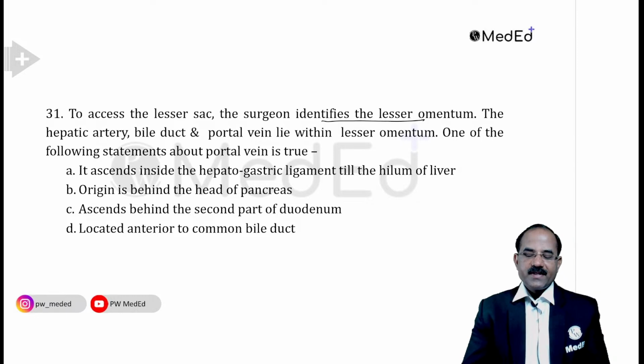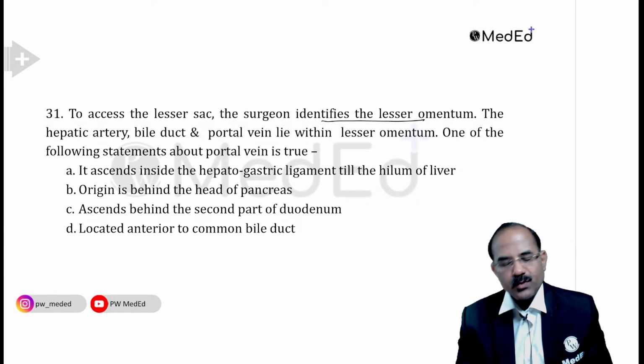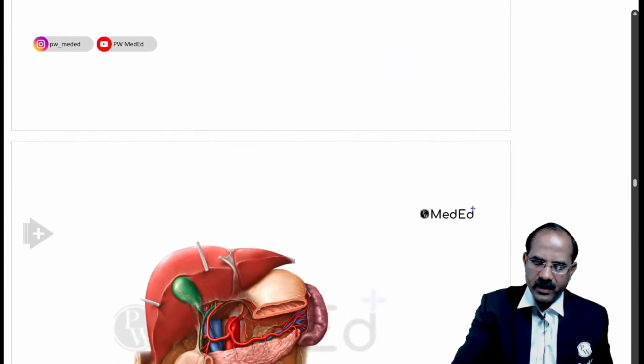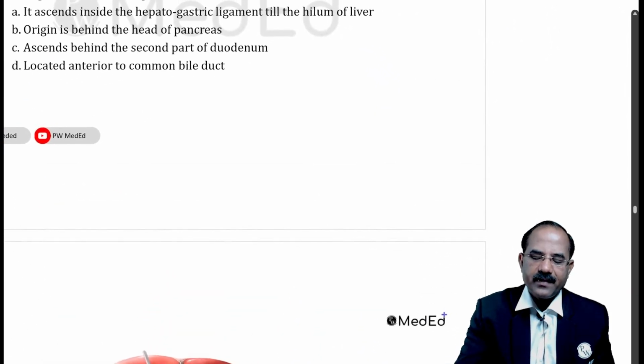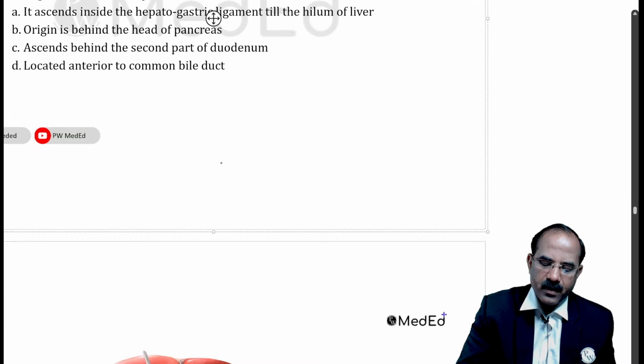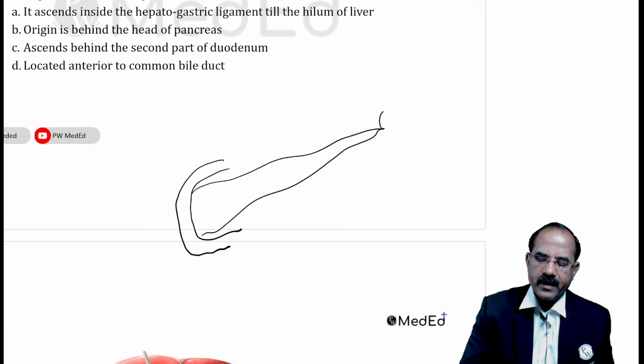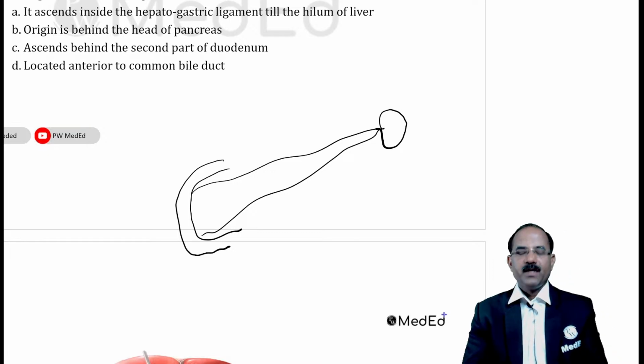One of the following statements about portal vein is true. Okay, so I'll just tell you something about the portal vein. Let's discuss a little about the portal vein. And then, look, what is this now? That's a duodenum. That's a C of the duodenum. What is this? That's a pancreas. Pancreas, that's a head, neck, body and tail. And what's that? Spleen.